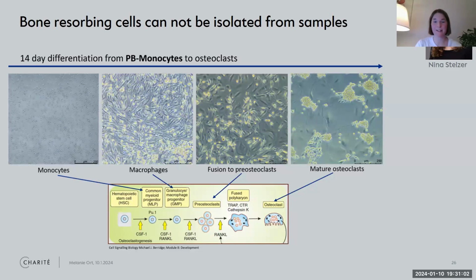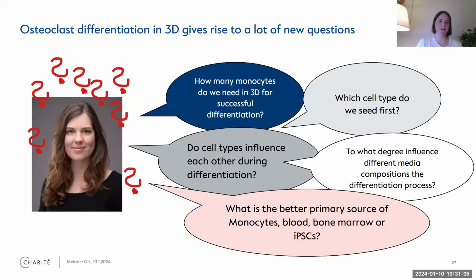But when you do this kind of work, a lot of new questions arise. So actually, Nina came up with a lot of different questions when she was working with the 3D environment, the chip and the osteoclasts. For example, how many monocytes do we need? Because they differentiate into osteoclasts later on, right? Which cell type do we seed first? How does media influence all of this? And how do other cells, like the bone-forming osteoblasts and the mesenchymal stromal cells, play into this whole thing? And then what is the better source of monocytes? Because I showed you that they're in the blood, in the bone marrow, and you actually have stem cells.